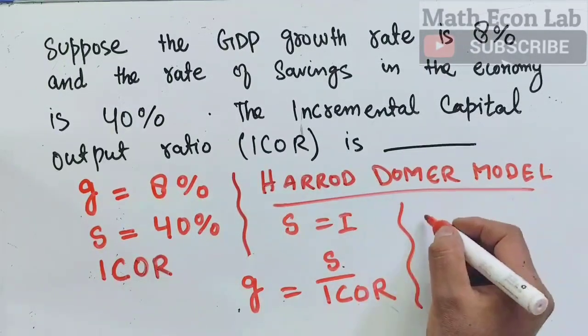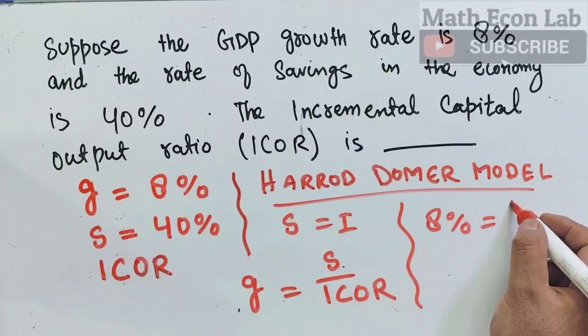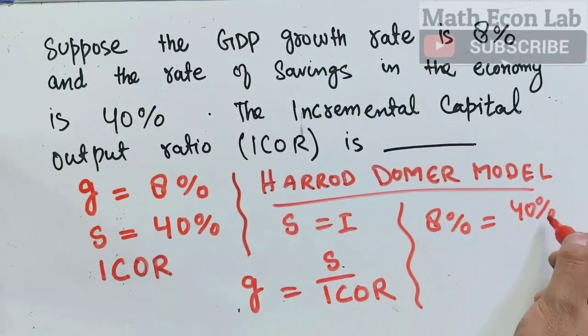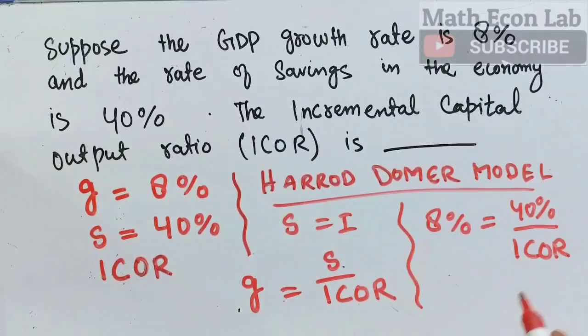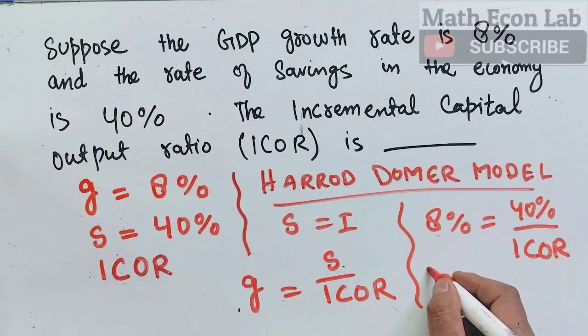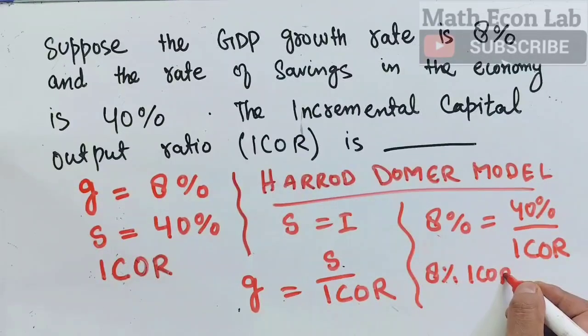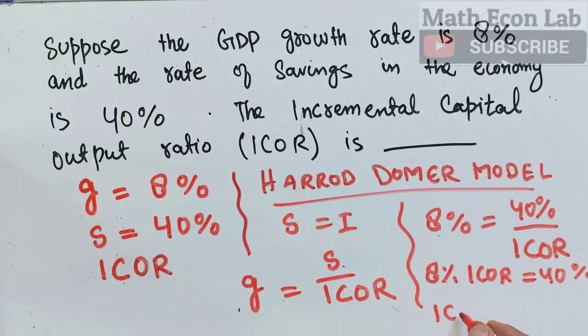Growth rate is 8%. Savings rate is given as 40%. And we are supposed to find the incremental capital output ratio. Multiplying, we get 8% times ICOR is equal to 40%, which gives us ICOR will be equal to, transposing, 40% divided by 8%.